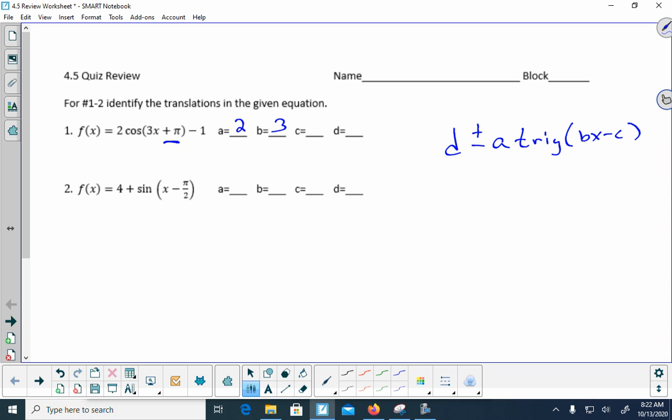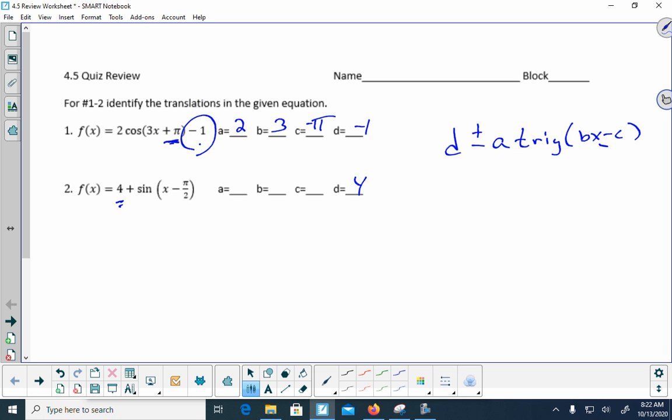The C is whatever I'm adding or subtracting inside the parenthesis, but remember, because of this minus sign, it's going to be opposite of what I see here, so this will be a negative pi. And then D is whatever I'm adding or subtracting on the outside, so in this case that will be a negative 1. Number 2, the D is the first number I see that's outside here, so that's 4.